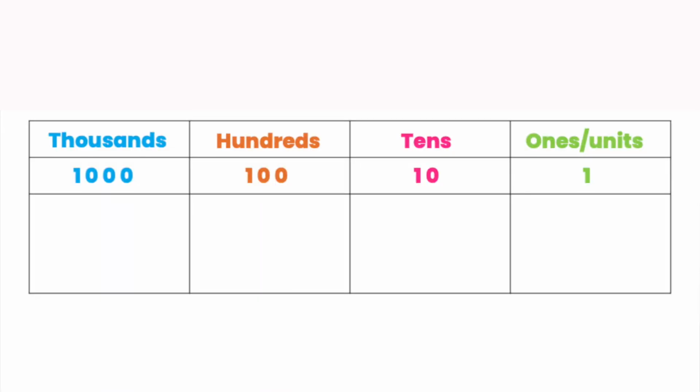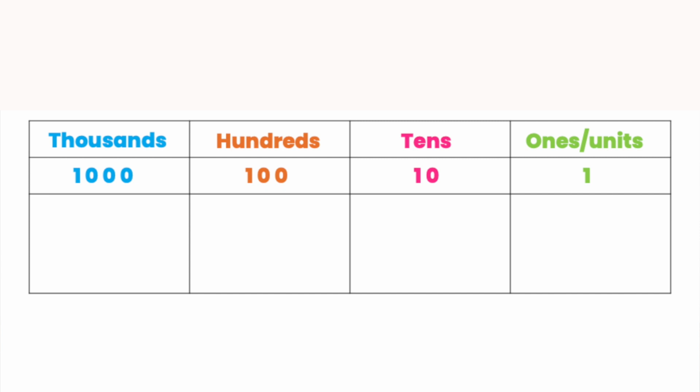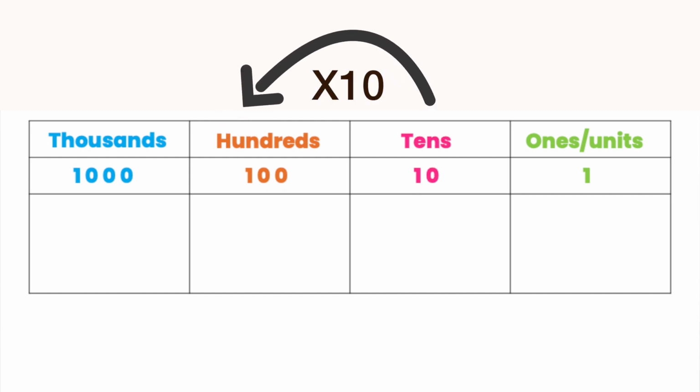Now, I want to draw your attention to the following. For us to move from the ones place to the tens place, or from 1 to 10, we have to multiply by 10. Because 1 times 10 gives us 10. And again, for us to move from the tens place to the hundreds place, we also have to multiply by 10. Because 10 times 10 gives us 100.